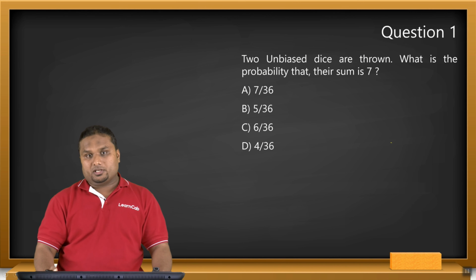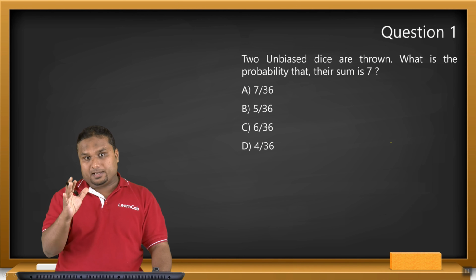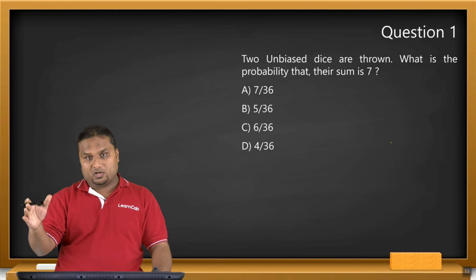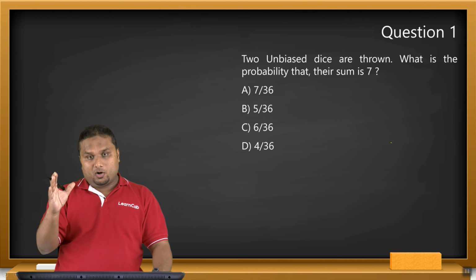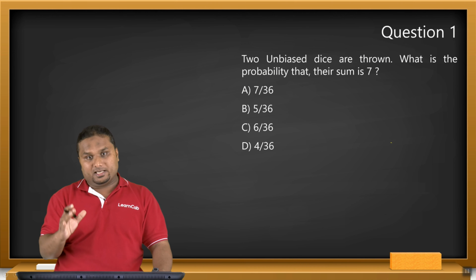For doing this question, first you have to write the sample space. The sample space is 1,1; 1,2; 1,3; 1,4; 1,5; 1,6. Then 2,1; 2,2; 2,3; 2,4; 2,5; 2,6, and so on up to 6,1; 6,2; 6,3; 6,4; 6,5; 6,6. Then you have to count how many outcomes have a sum of 7. That is how the question has to be done.